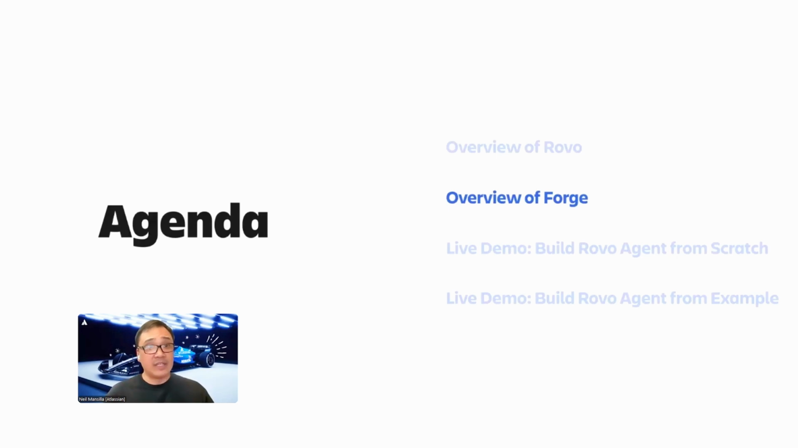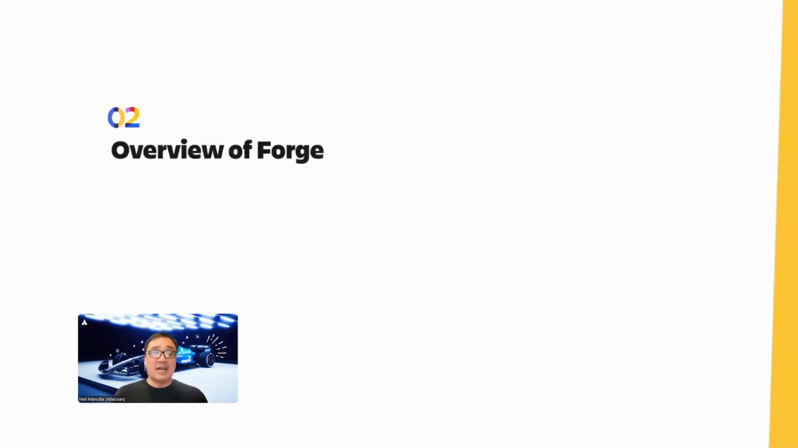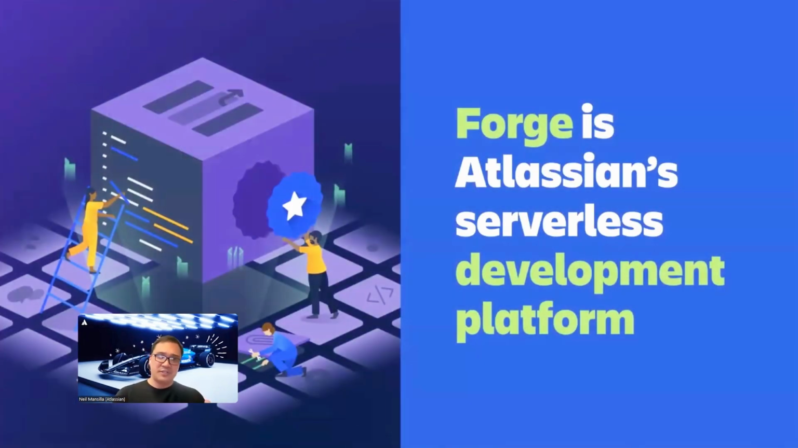So now I'd like to go into an overview of Forge. I'm going to quickly go over some key concepts around Forge, so you'll have some context. It's going to be helpful for those that are not familiar with Forge, and maybe a refresher for some of you. So Forge, what is it? It's Atlassian's serverless development platform for building and running secure, reliable, scalable apps that extend Atlassian cloud products. If you're a developer, Forge does a lot of heavy lifting for you, especially compared to past ways to build apps on top of Atlassian products.